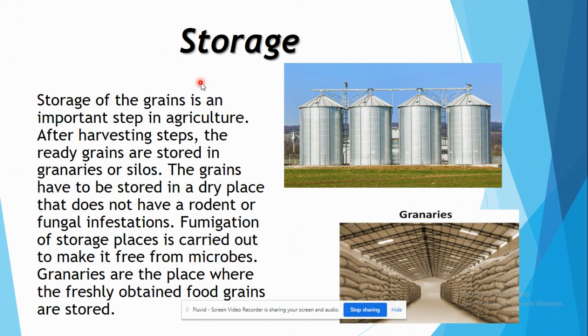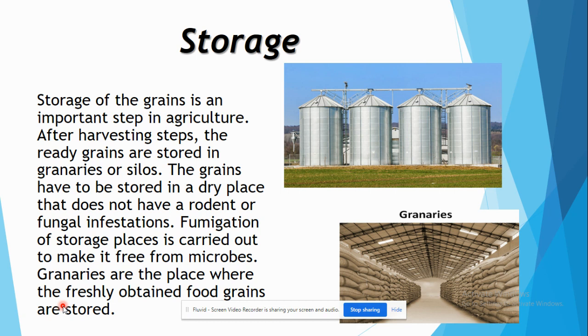Storage. Storage of grain is an important step in agriculture. After the harvesting steps, the ready grains are stored in granaries or silos. The grains have to be stored in a dry place that does not have rodent or fungal infection. Fumigation of storage places is carried out to make them free from microbes. Granaries are the places where the freshly obtained food grains are stored.